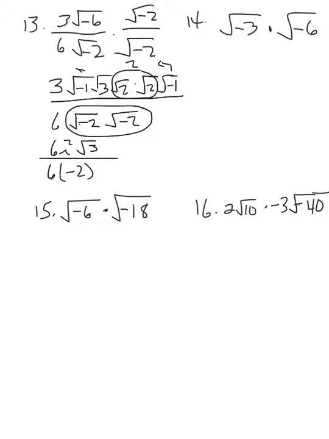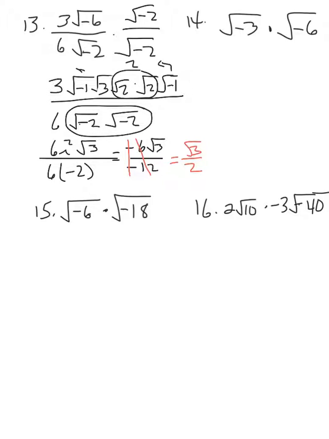Remember what i squared is, it's a negative number. So this is equal to negative 6 radical 3 over a negative 12. And then if you clean it up here, the negatives cancel. 6 goes into 12 twice. Your final answer is square root of 3 over 2.